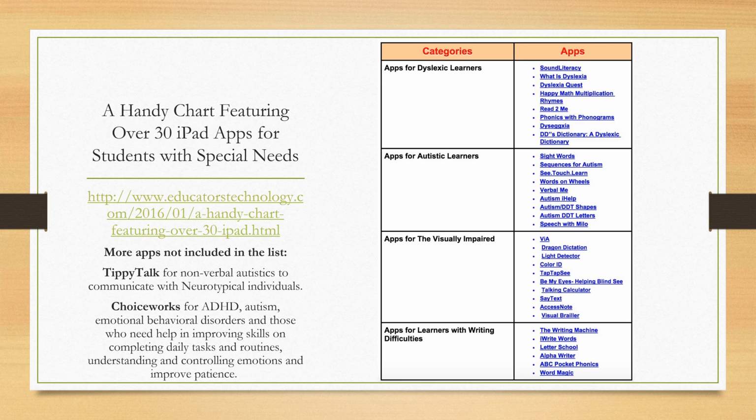A handy chart featuring over 30 iPad apps for students with special needs. So I provided this for anyone who is interested that they can implement into their classroom and use.